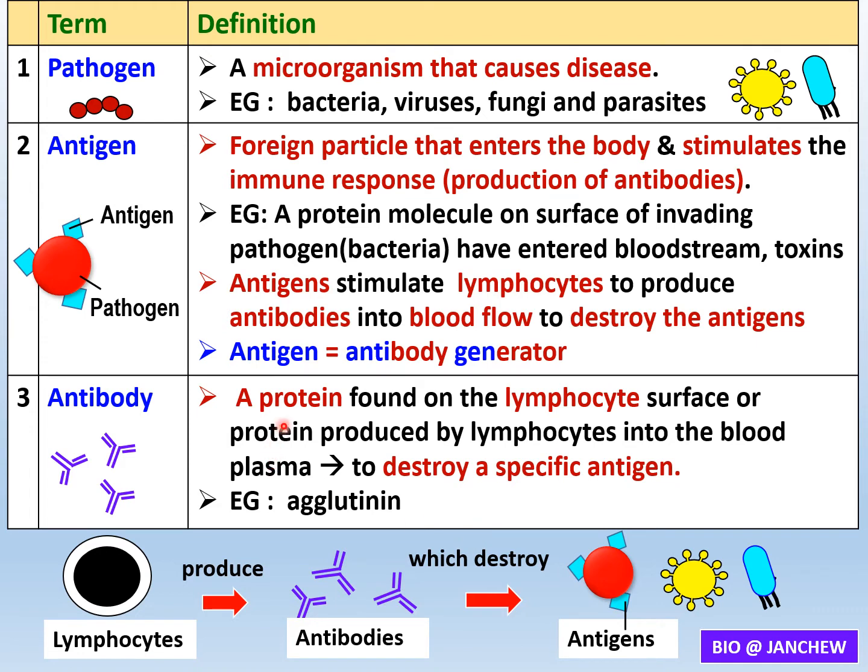So an antibody is a protein found on the lymphocyte surface or a protein produced by lymphocytes into the blood plasma to destroy a specific antigen, such as agglutinin. All right, so this is the good guy, the antibody. And why do we call it an antibody? Well, think of it as a substance that acts against. Anti means lawan or acts against. Body. Now, it's not your own body, but this is the body of the bacteria or the pathogens or the parasites. So it acts against the cells of the bacteria or virus and other pathogens.